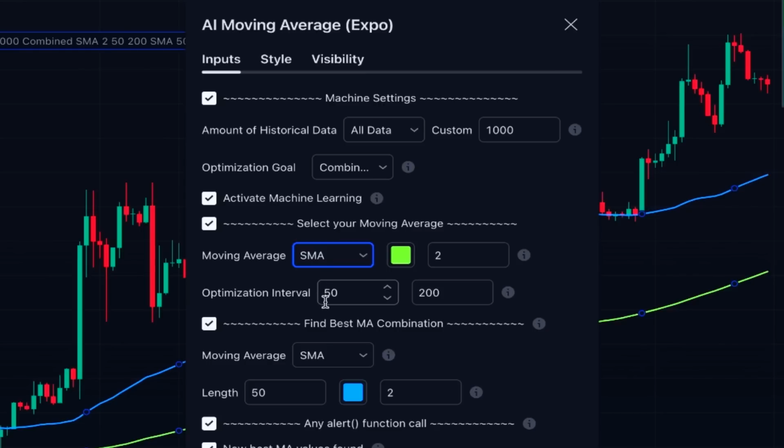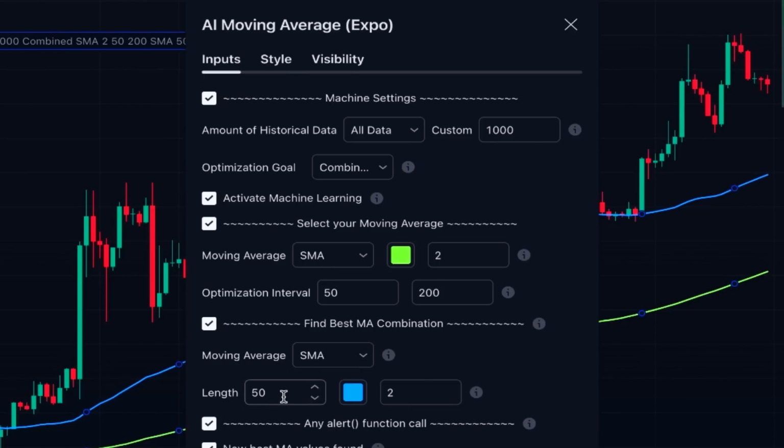Here we define the range in which we want our moving average to be optimized. By default, it is between 50 and 200, which means that the indicator, based on the data, will find an optimized value for the length of the moving average between 50 and 200. And here you can add another indicator to your chart that can be used in combination with the other moving average. By default, it's a simple moving average with a length of 50.